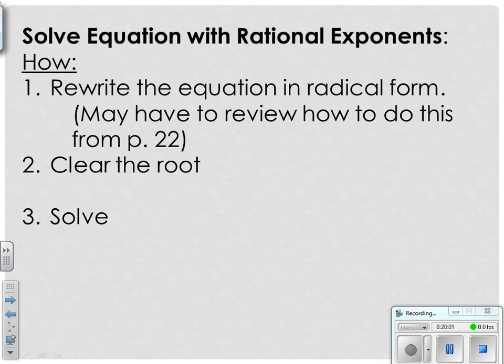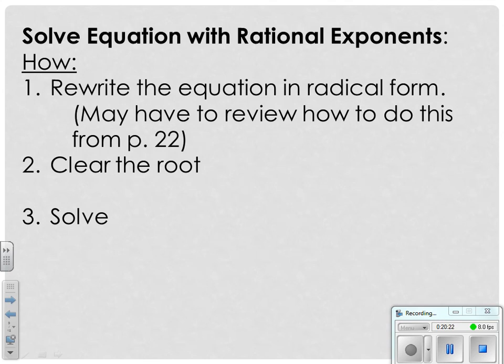What if we end up with rational exponents? Okay, what if you end up with a fractional exponent is what that says. You're going to rewrite the equation in radical form. You might have to look back on page 22 for how to do that. Then you'll be able to clear the root and lastly just finish solving the equation that you're left with.